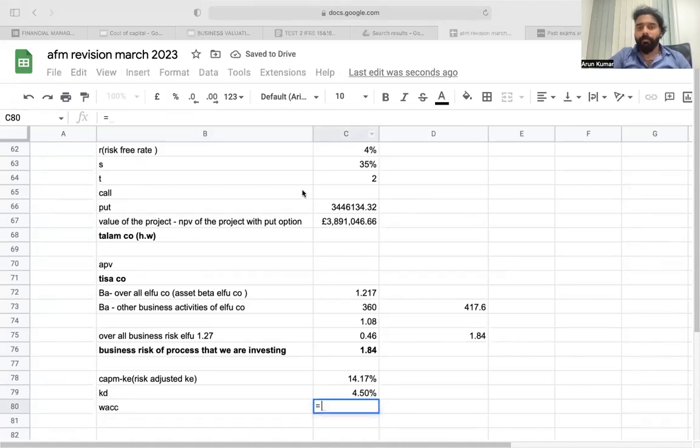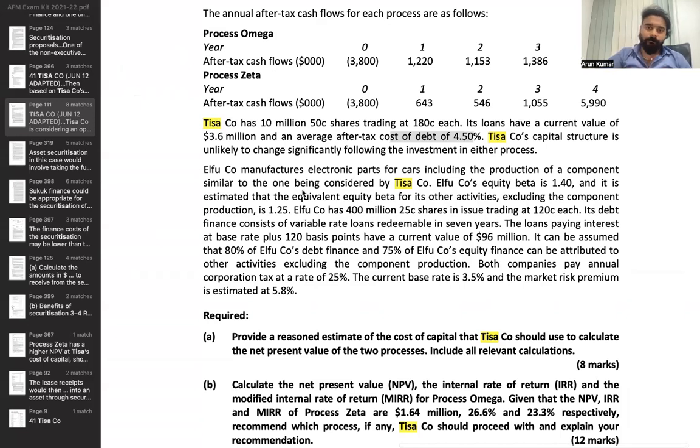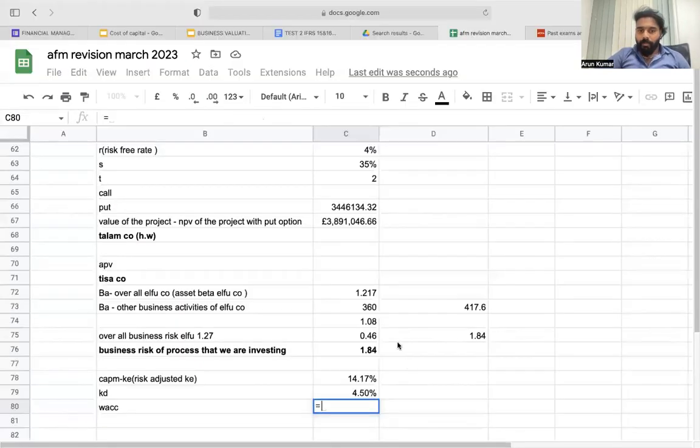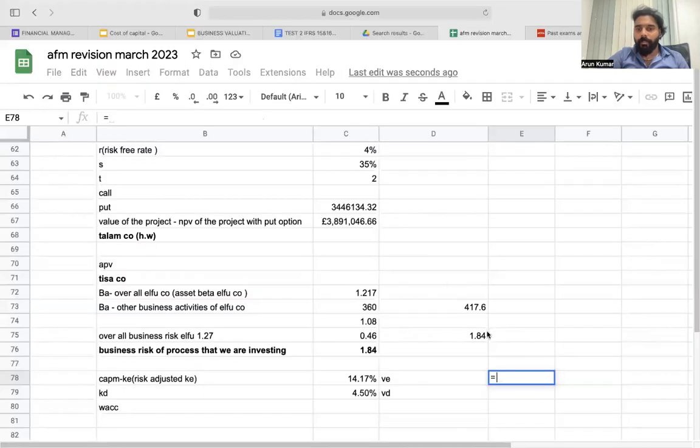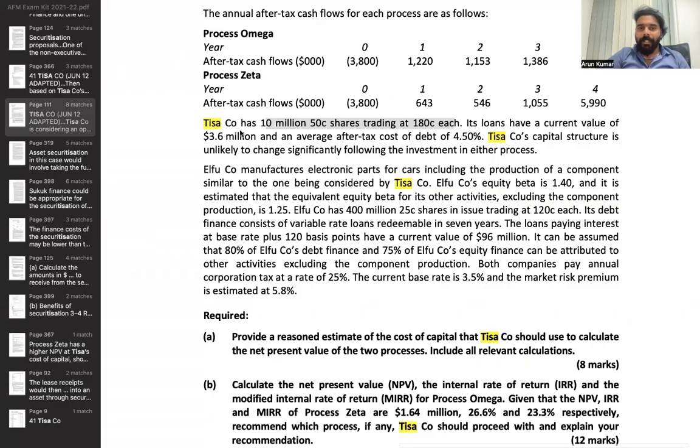How will you calculate the WACC now? We need the weightage, right? In order to calculate the WACC, we need the proportion or the weightage. For that, we need the value of equity and value of debt. How much is the value of equity of Tesla company's current capital structure? It will be 10 million shares each trading at 180 cents. So 10 million into 1.8. It will be 18 million. And the current value of loan note is given directly, which is 3.6 million.